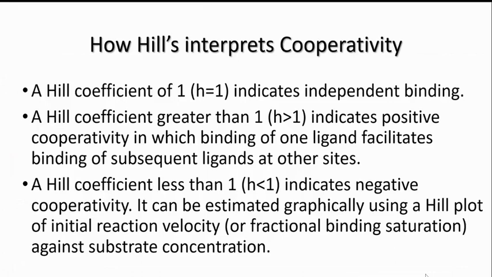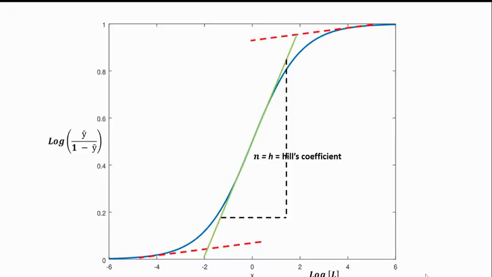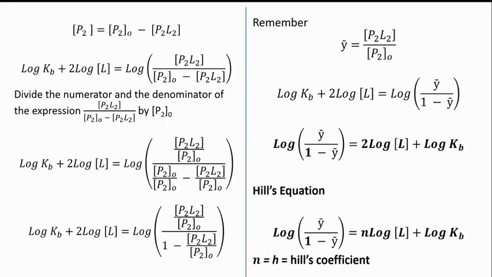In the last lecture, we were looking at the Hill's equation, and then we ended by looking at how Hill interprets cooperativity. In Hill's equation, which is log of fractional saturation over 1 minus fractional saturation against the log of ligand concentration, the intercept will give you the log Kb, and then the n, which is the slope, will give you the Hill's coefficient, which some views interpret as the number of sites.